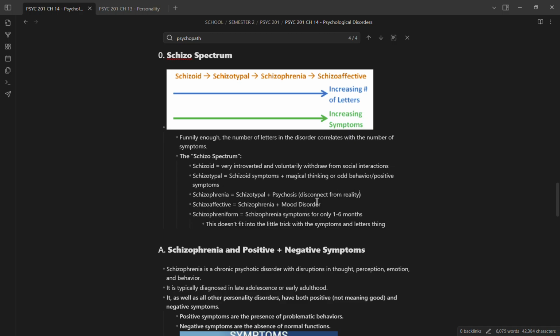Right? Then we have schizoaffective. Again, a few more letters than schizophrenia. We have all the symptoms of schizophrenia plus an additional mood disorder on top of that. And then we have schizophreniform, which we talked about. Again, it doesn't really fit into this because its symptoms are lesser. It's schizophrenia, but symptoms are only for 1 to 6 months, right? So again, schizospectrum, we have schizoid, schizotypal, schizophrenia, schizoaffective, and then schizophreniform, even though that doesn't really fit into it.